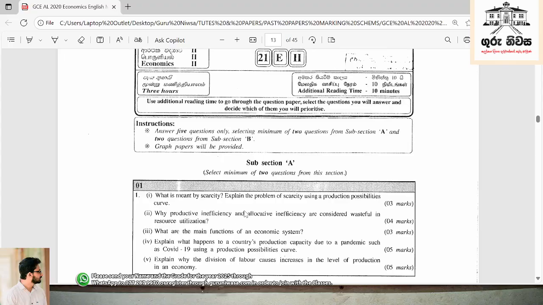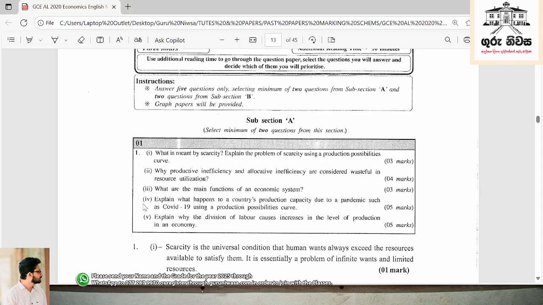Here, Lamai, you can do the first question at home as homework. It is simple: what is meant by scarcity, and explain the problem of scarcity using production, for 3 marks. Not going to that part. The fourth one: explain what happens to a country's production possibility capacity due to a pandemic such as COVID-19 using a production possibility curve, 5 marks given.